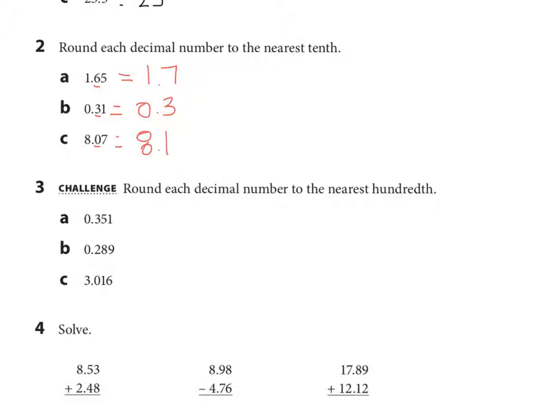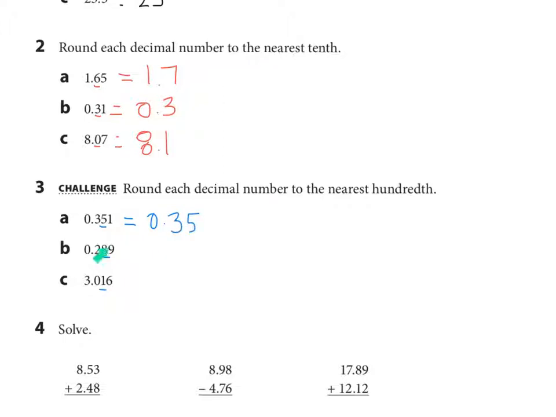Continuing on to number 3, it says round each decimal number to the nearest hundredth. And so now we're going to go ahead and underline the hundredths place value in each of these decimal numbers. And again, when we round, we look to the digit to the right. We see it's a 1, so this 5 stays the same. And so the answer is 35 hundredths.